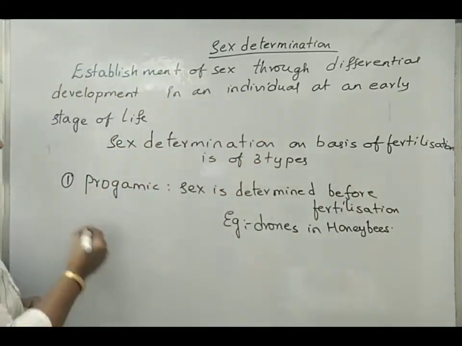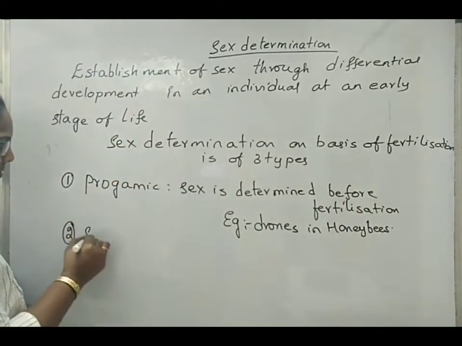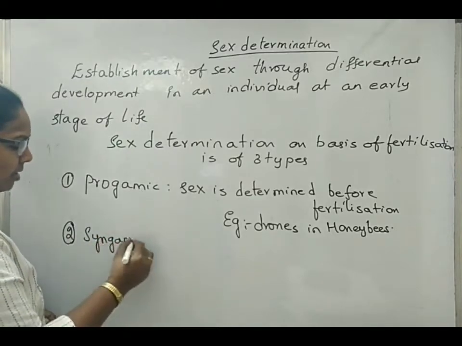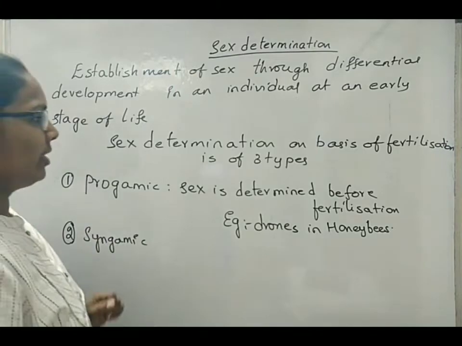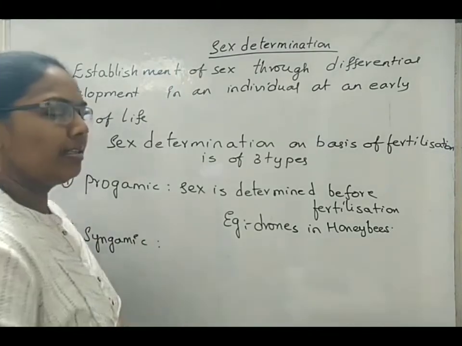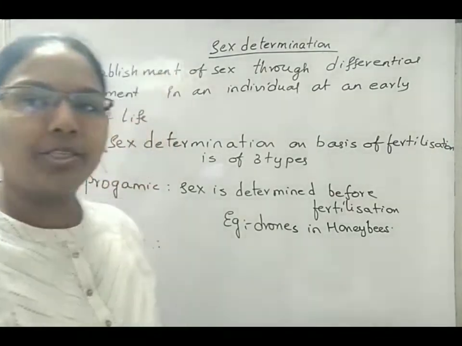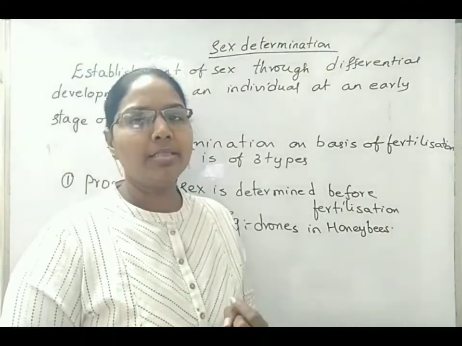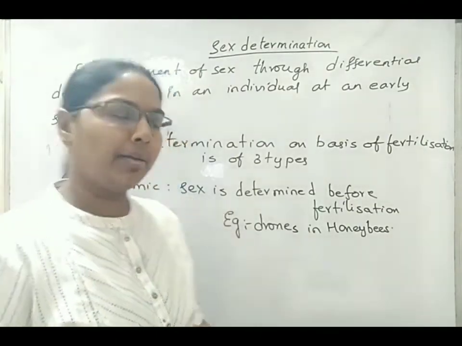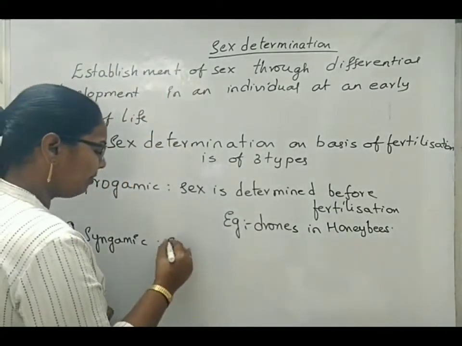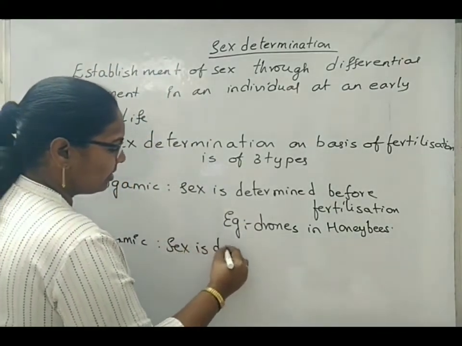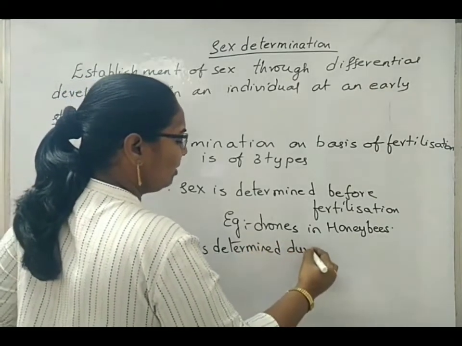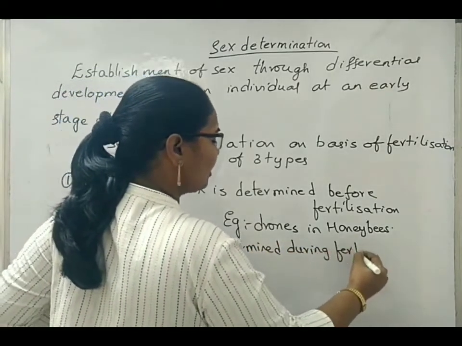The second one is syngamic type of sex determination. Here, sex is determined during fertilization. It happens by the fusion of the gametes, either male gamete or female gamete. Sex is determined during fertilization.